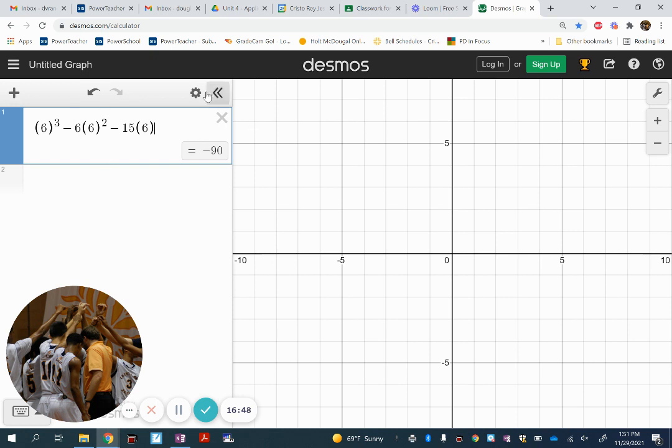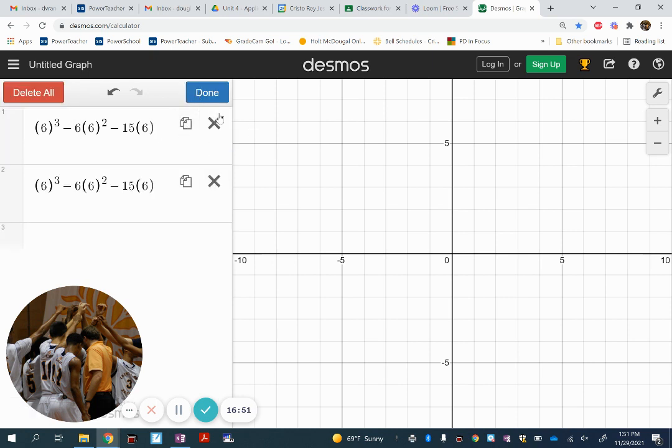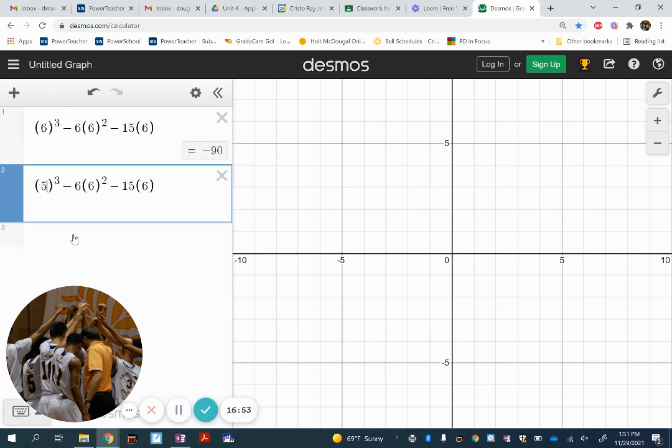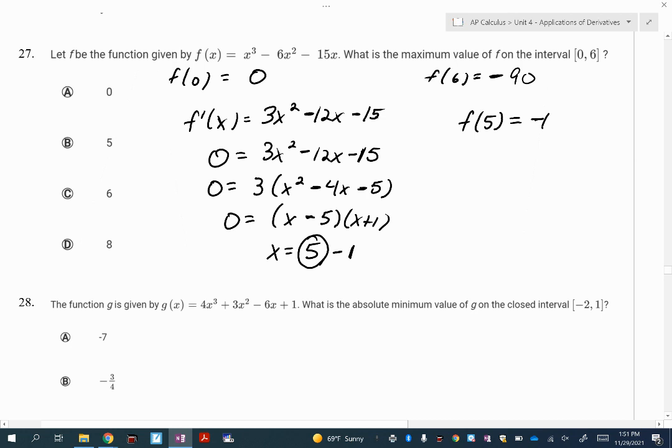You can just replace the 6 or duplicate it like this, your choice. So plugging in 5, and you get negative 100. Now, if this problem was asking for the absolute minimum, then it would be when x is equal to 5. But it says the absolute maximum, so that means it's actually going to be the highest y value, which is 0. So 0, 0 is my absolute maximum for 27. So letter A. Let's go to 28.